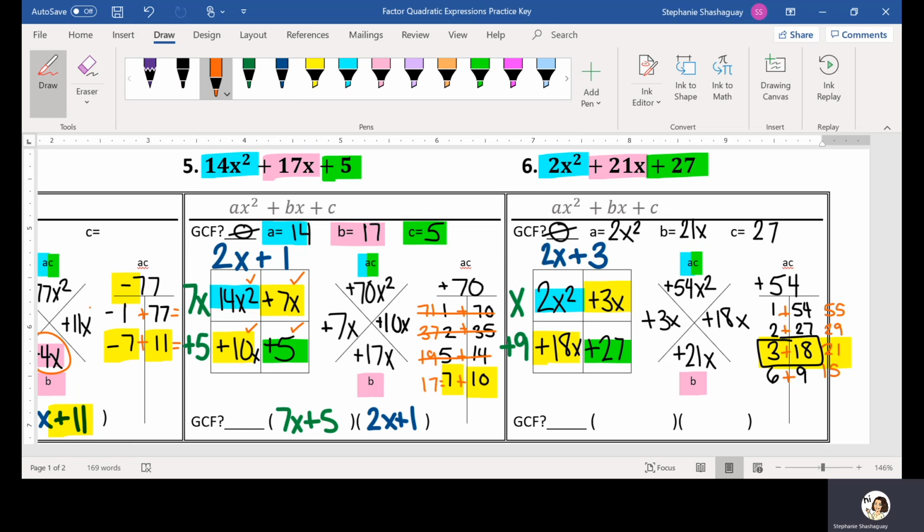Now I'm going to check my math. X times 2x, 2x squared. 2x times 9, 18x. X times 3, 3x. 9 times 3, 27. So my factored pairs are going to be 2x plus 3 and x plus 9.